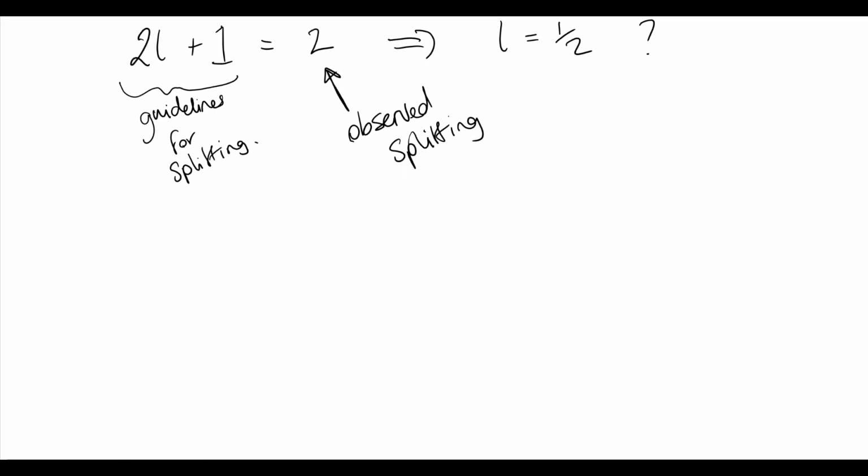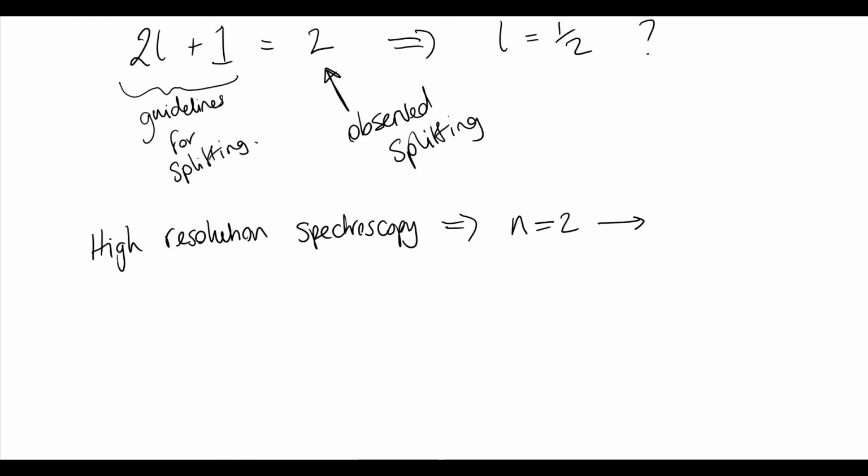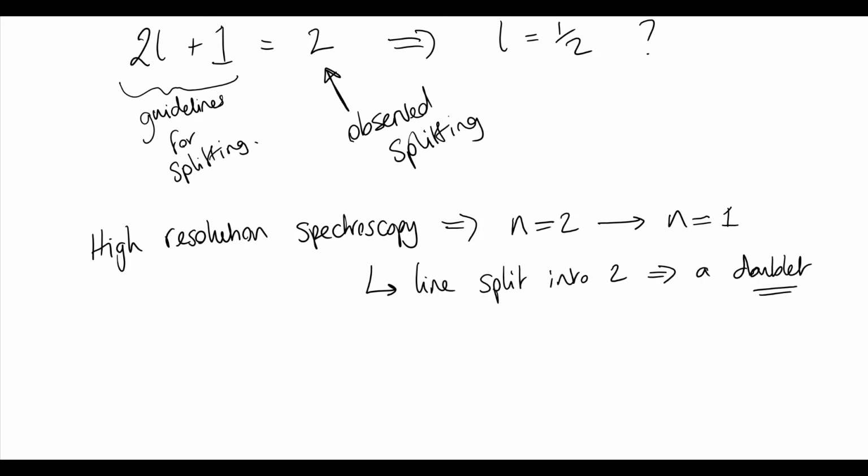Furthermore, in later years, high-resolution spectroscopy was used to demonstrate that a transition from n equals 2 to n equals 1 for a hydrogen atom left a signal, that line associated with the transition, that was actually split into two. In fact, a doublet. And there was no solution.